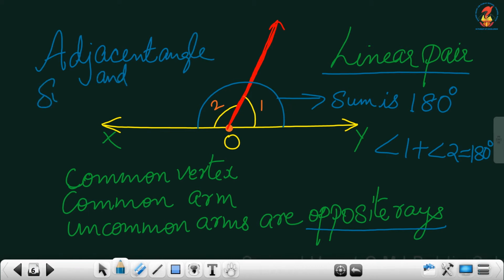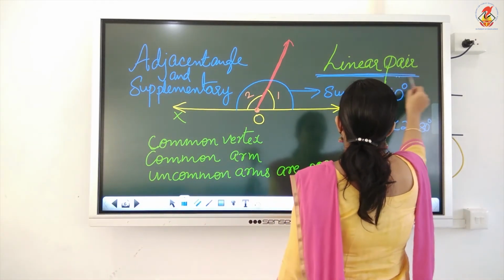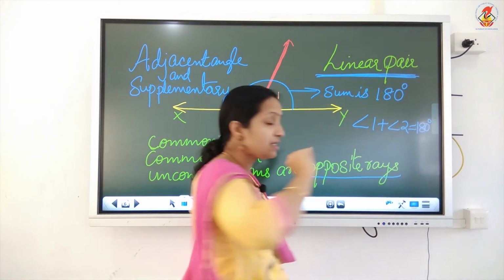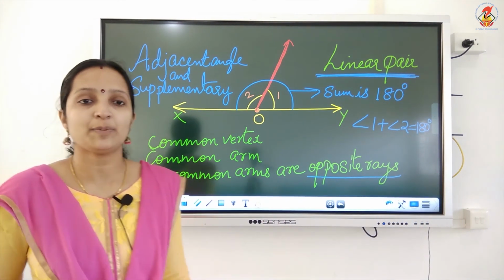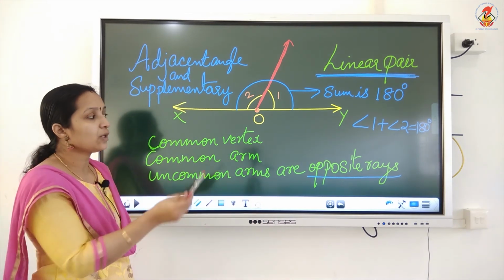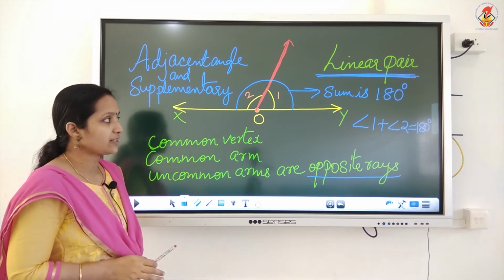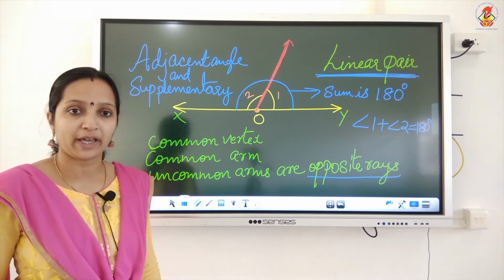Adjacent angles and supplementary, such angles form a linear pair. I hope what we mean by a linear pair of angles is clear. A linear pair of angles means adjacent angles and supplementary. The important thing here is that the uncommon arms are opposite rays. So the angles form a linear pair here.